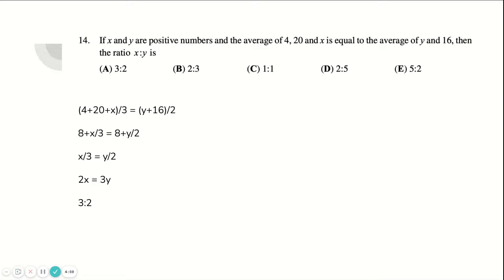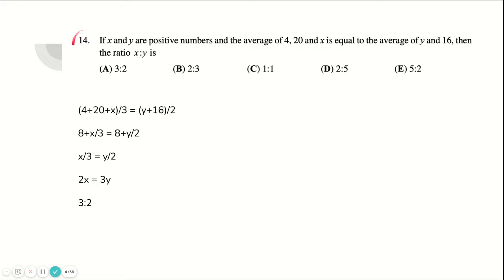This is a continuation of the 2004 Cayley, which we left off at question 14, just finishing question 13. So question 14 is, if x and y are positive numbers and the average of 4, 20, and x is equal to the average of y and 16, then the ratio of x to y is.